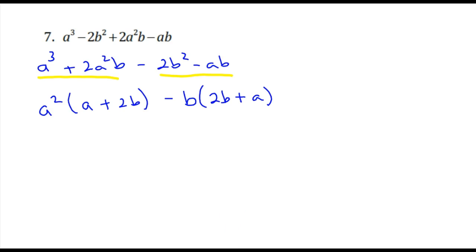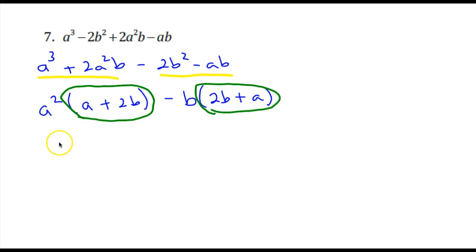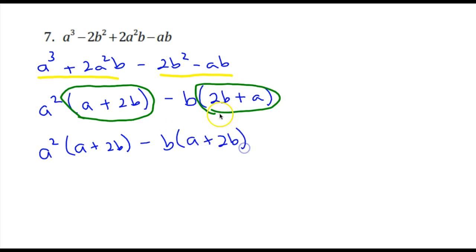Now you might think for a moment that these 2 factors here, 2b plus a and a plus 2b, are not the same, but they actually are, because the order that we multiply numbers in and the order we add numbers in doesn't matter. So that's the commutative property. So let's actually rewrite this though, so they do look the same. So I'm going to keep this first one as a plus 2b, but then I'm going to rewrite this second one as a plus 2b, just switching the order of my 2 addends.